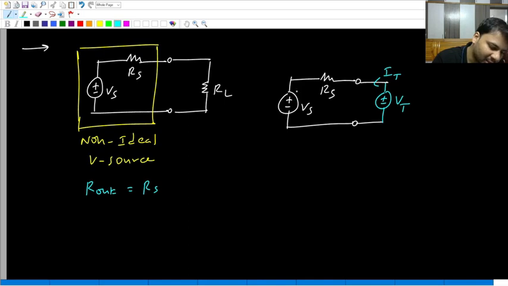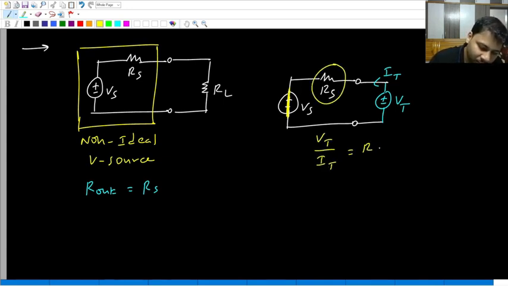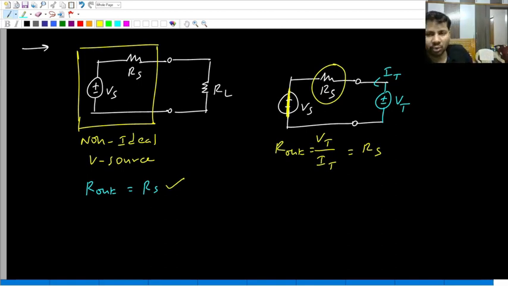You have to make this independent source 0. Yes or no? This Vs, you have to make it 0. It becomes what? A short circuit. Then the only element is Rs. So what is Vt by It? That is Rs, and this Vt by It is nothing but the output resistance. Even by observation, we wrote the same thing, that is Rout equal to Rs.